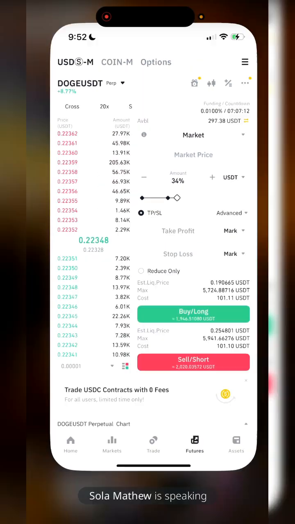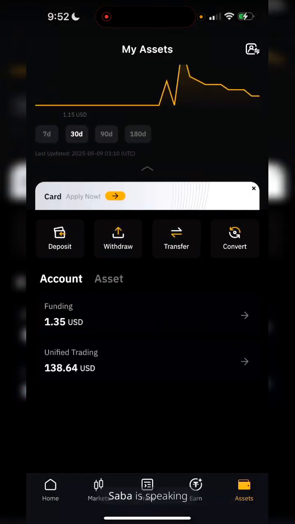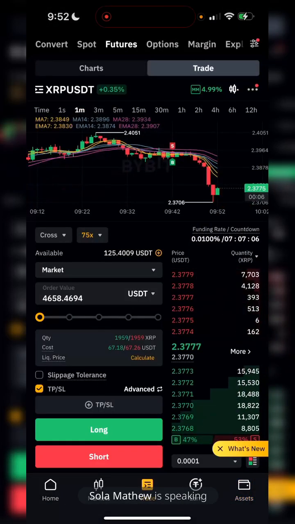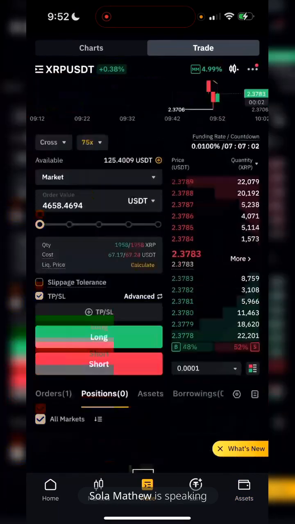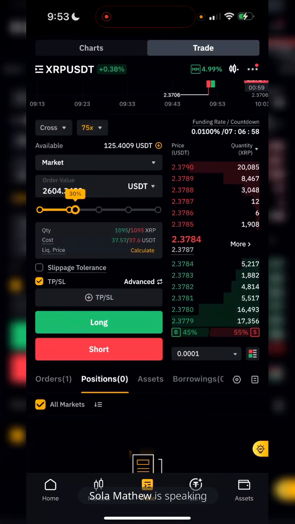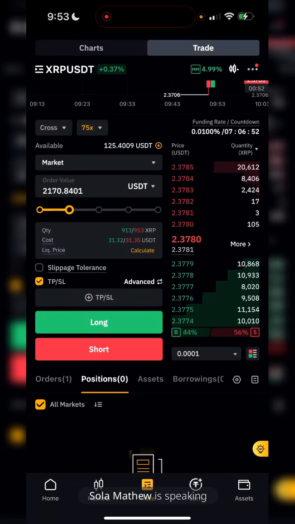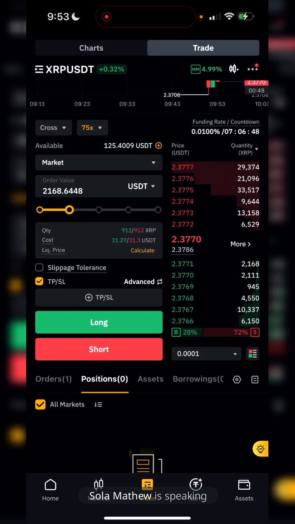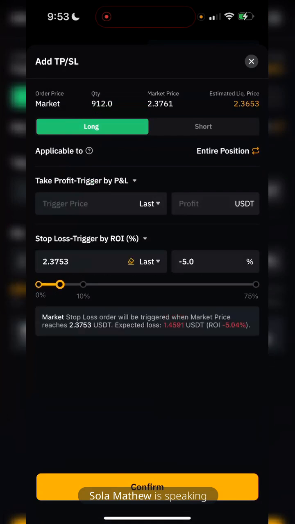For example, let's go back to ByBit. ByBit is better. So let's go to trade. Let's say you want to enter this trade. Just come here and put an amount, maybe 5% of your capital. Here the cost is $31, but that doesn't mean all of your $31 is what you want to risk. So you now come to this stop loss.